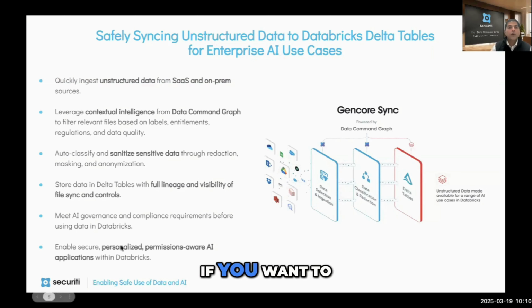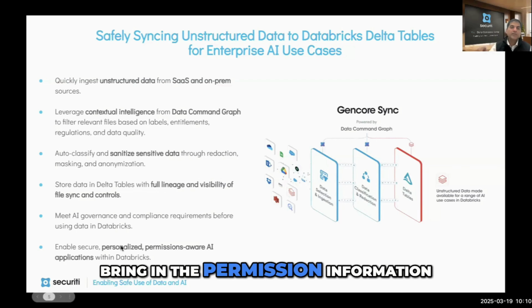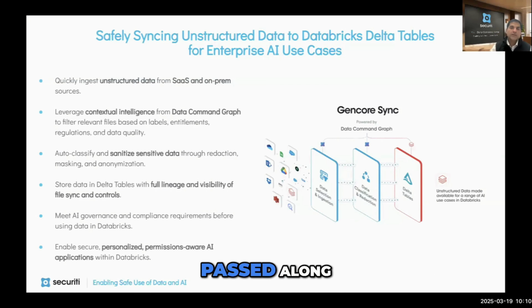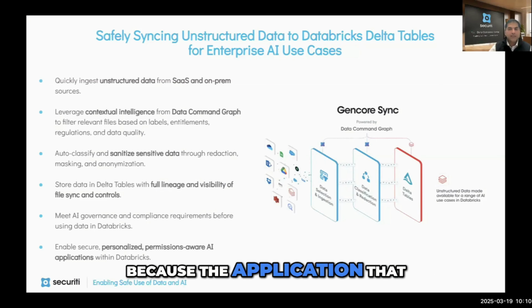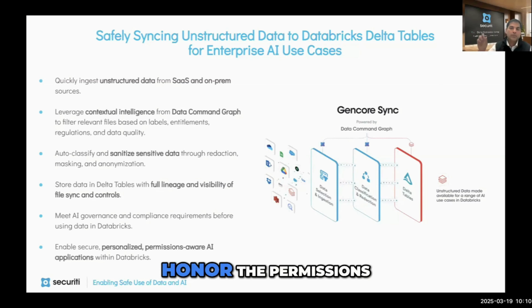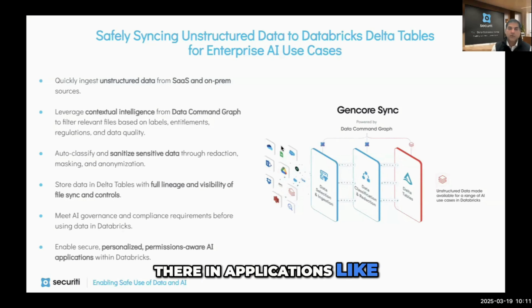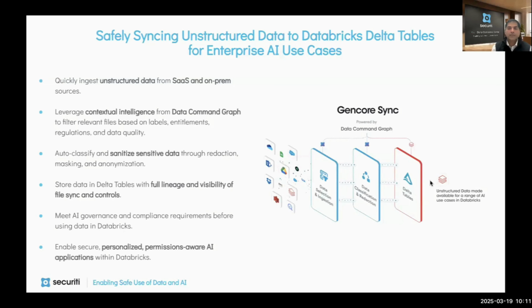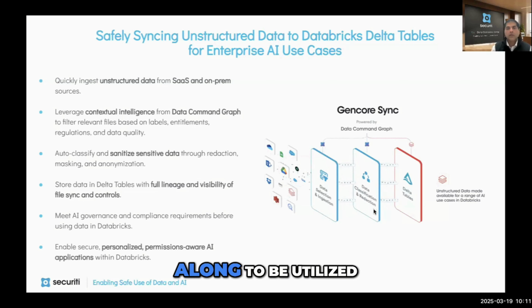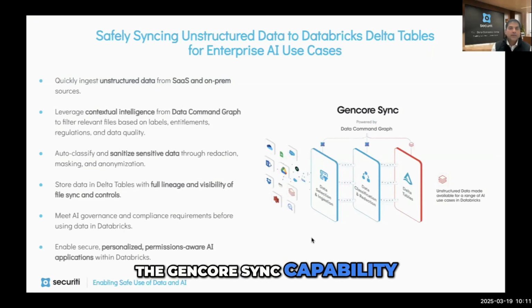Now, along the way, if you want to bring in the permission information, that can also be passed along. Why? Because in the application you're building on the other side, you may want to honor the permissions of the source applications, like Google Drive, SharePoint, Box, or other things. If you want to utilize it, that permission information can be passed along to make sure you're honoring the permissions. Of course, this is, at the highest level, the GenCore sync capability.